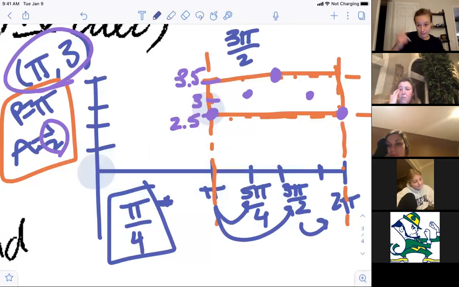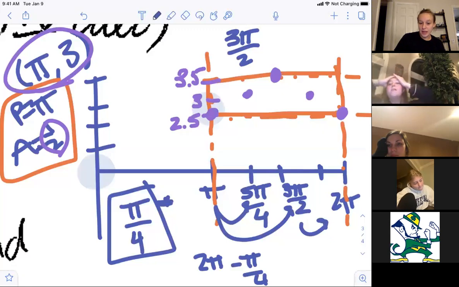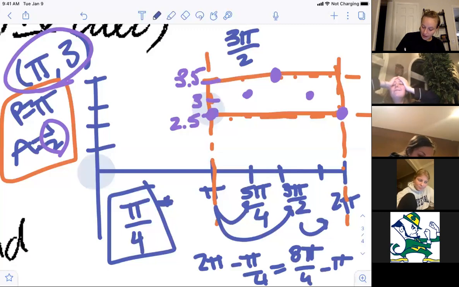And then it might even be easier to go backwards from the last one. So 2 pi minus pi over 4. 2 pi in terms of fourths would be 8 pi over 4 minus 1 pi, which is 7 pi over 4.